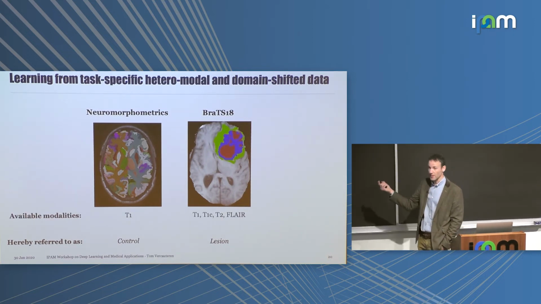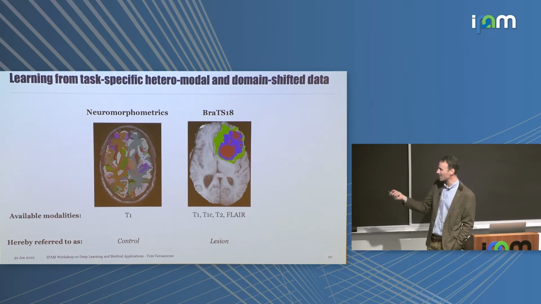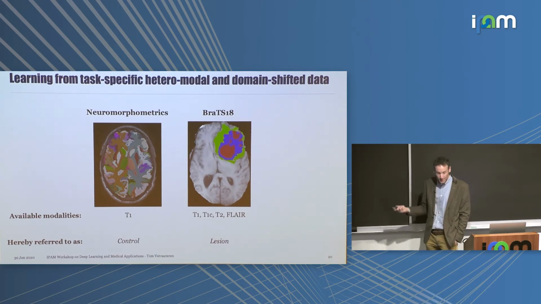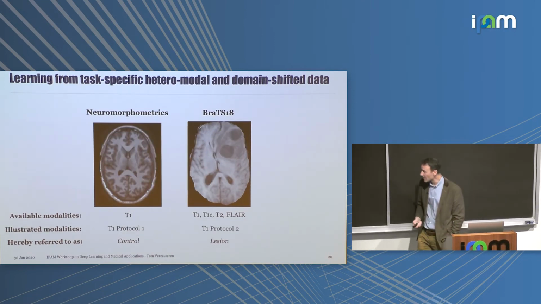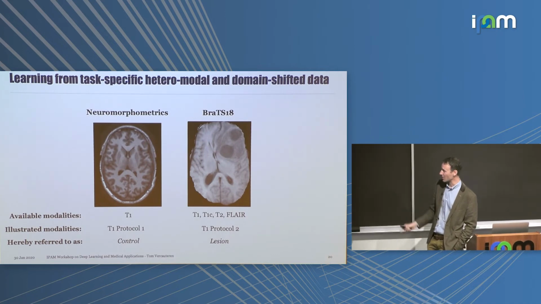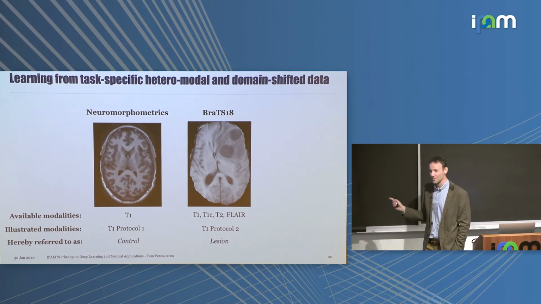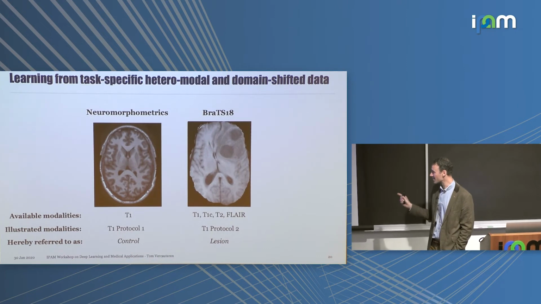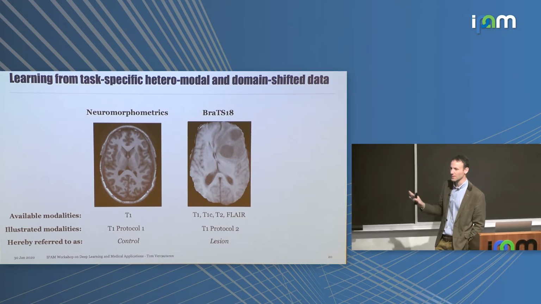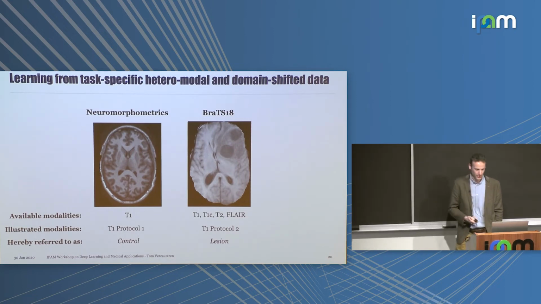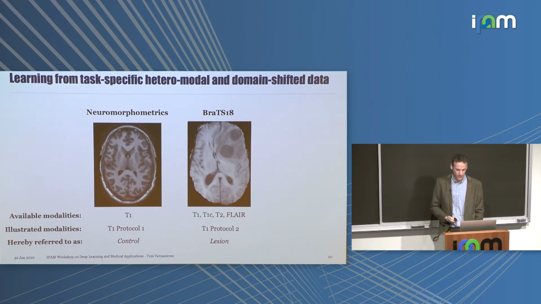Another challenge is a bit like the previous part. The available modalities are different because per task they might acquire different sets of imaging modalities. A third challenge is that if you look at what neuromorphometrics calls a T1 and what BRATS calls a T1, they don't really look alike. Even if you're not an expert, you would see differences here. Really, a proper standardization of T1 does not exist in clinical practice. So these are the things we need to deal with as well.